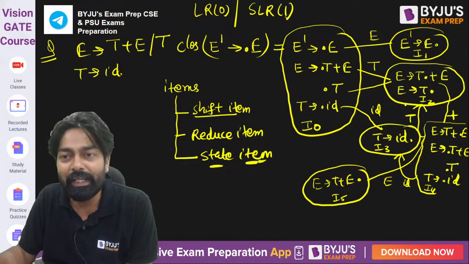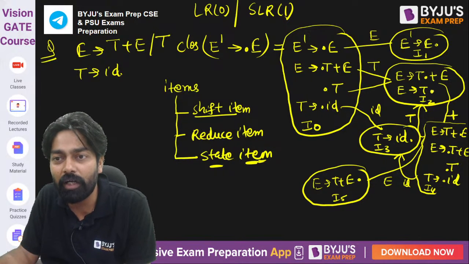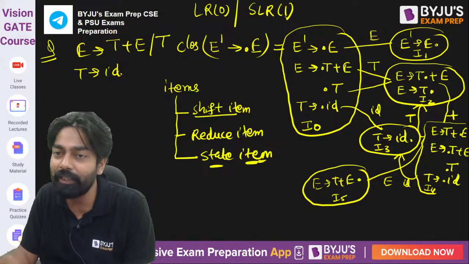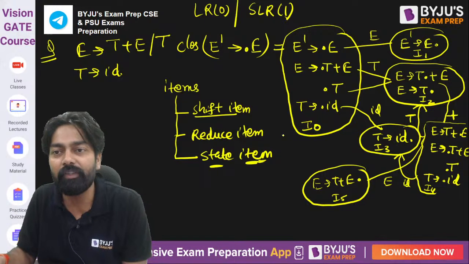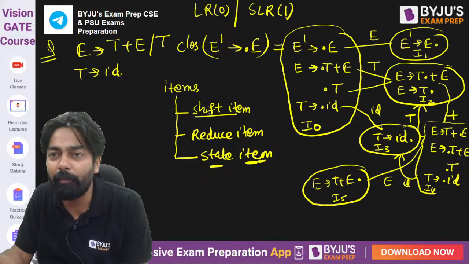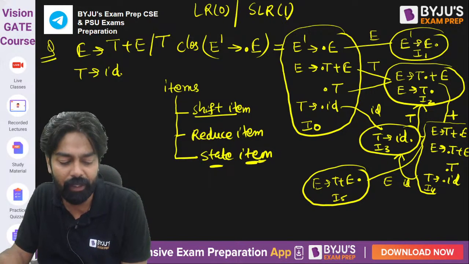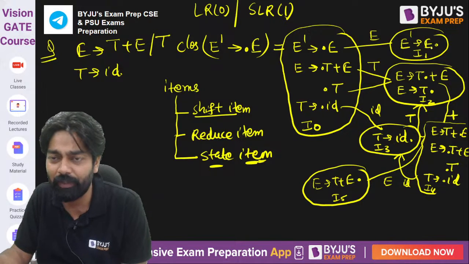Fine. See here, now the dot is in the rightmost place on the right hand side. It is a reduce item. Now my dear friend, if you see clearly, this is part of the augmented grammar. This is not a reduction. Only for the acceptance purpose I have taken this production. So this is not a reduction.